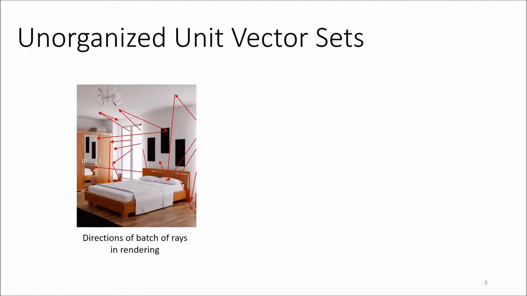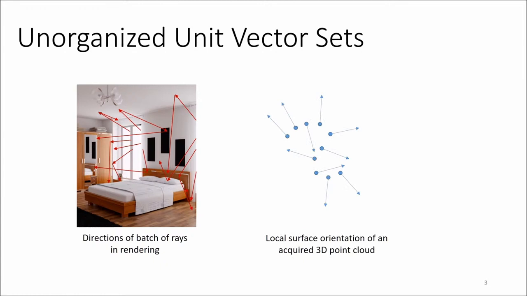Unique vectors are used to describe directions and are used in many fields. In computer graphics, they can describe the direction of a batch of rays in Monte Carlo rendering or the local surface orientation of acquired 3D point clouds.